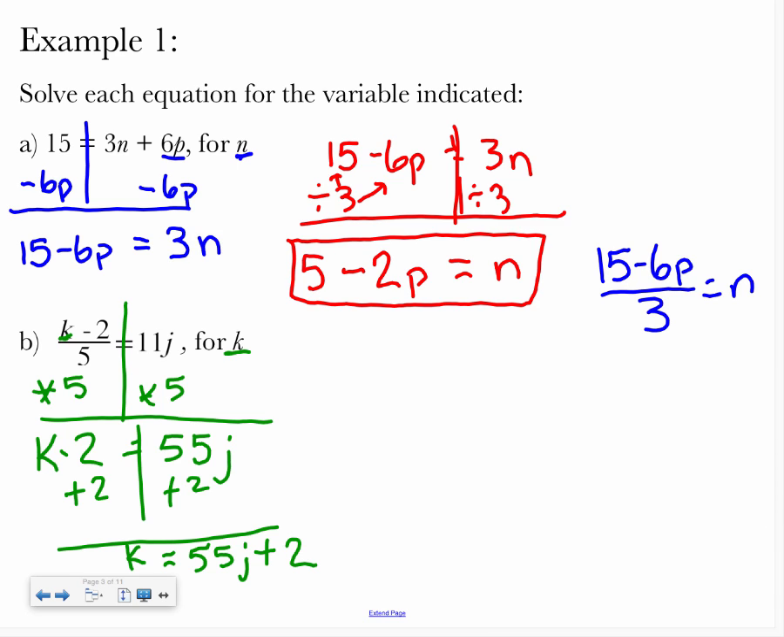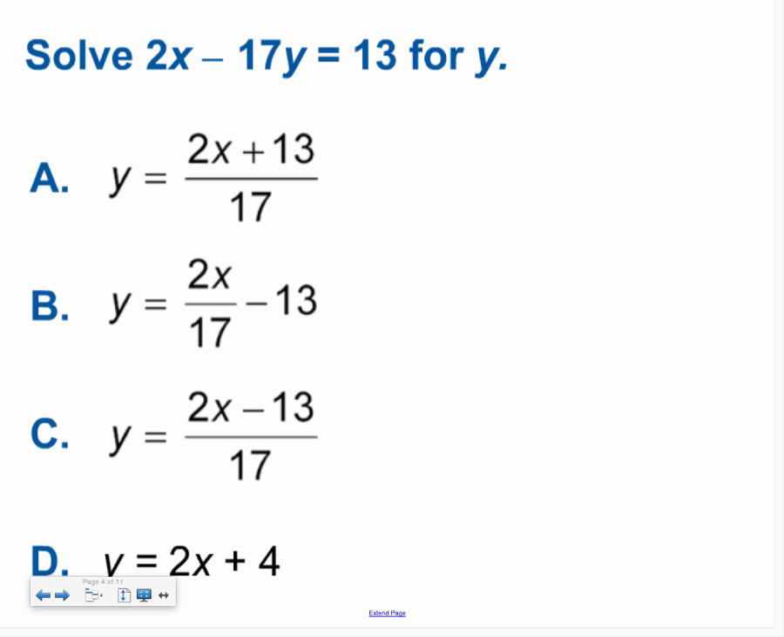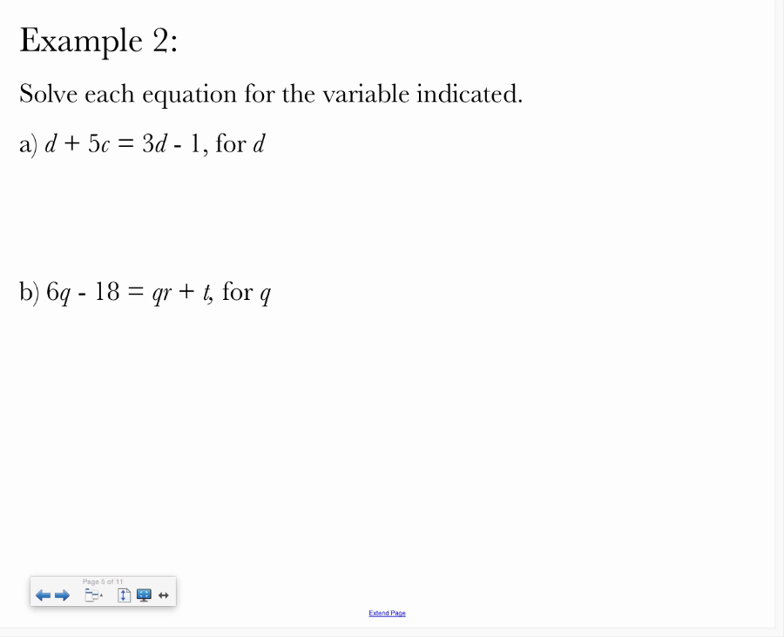I'm sorry, my handwriting's really messy this time. There's something goofy going on with my smartboard today, so bear with me. But go ahead and try this example on your own and see how you do. Hopefully for this one you ended up with y equals 2x minus 13 divided by 17. If not, be sure to ask for some help, whether from me or a friend.